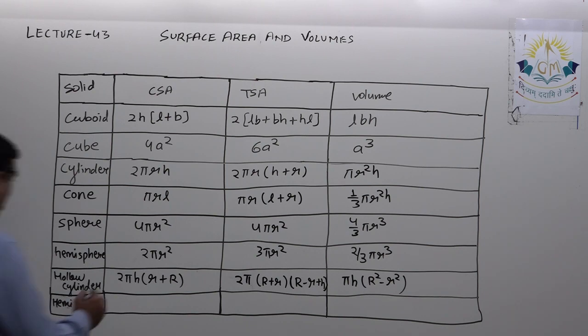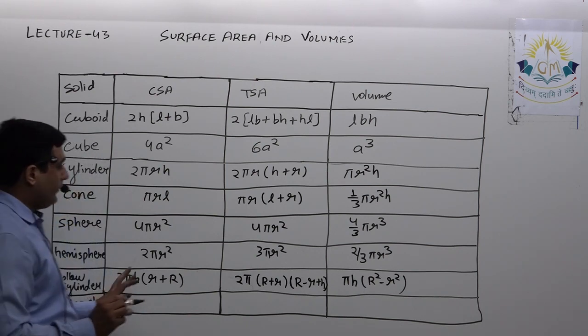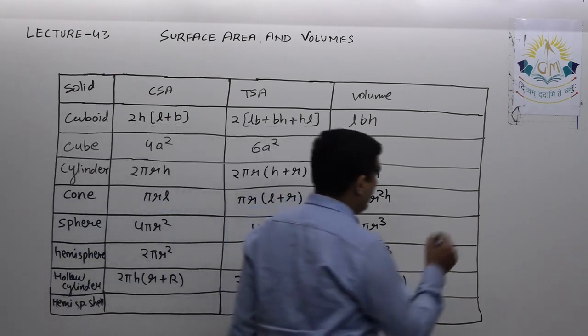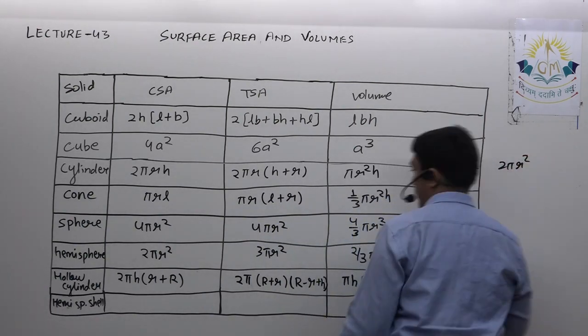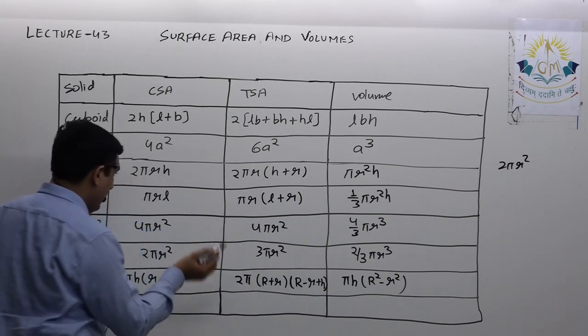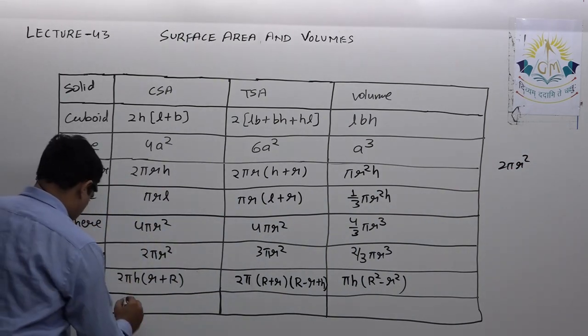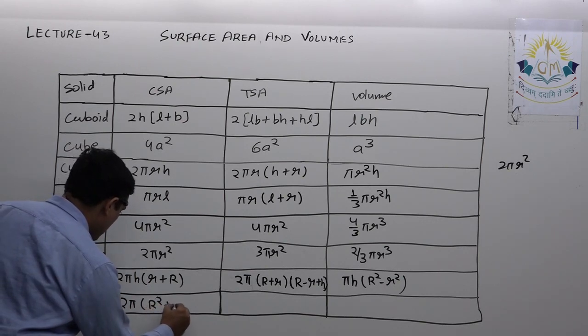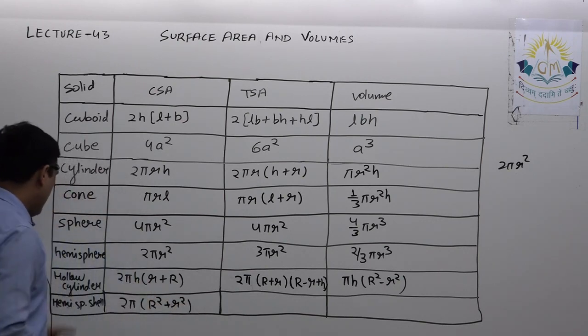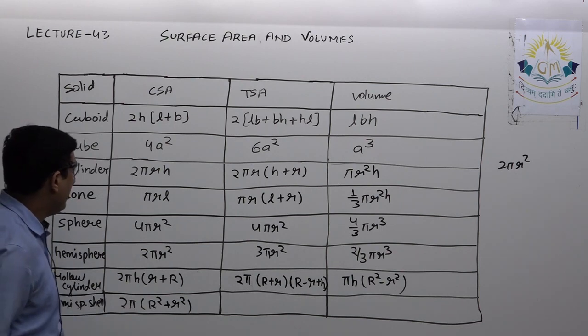Okay, this is 2 pi. For hemispherical shell we have to write CSA. CSA is actually 2 pi r square. So for the hemispherical shell we have to add both: 2 pi (capital R square plus small r square). That is the CSA of hemispherical shell.